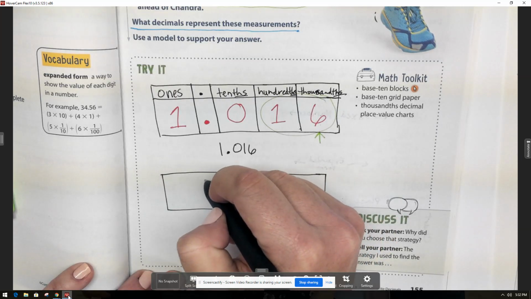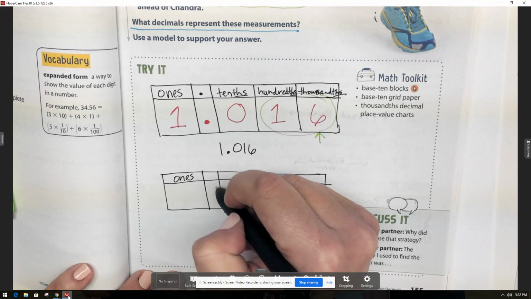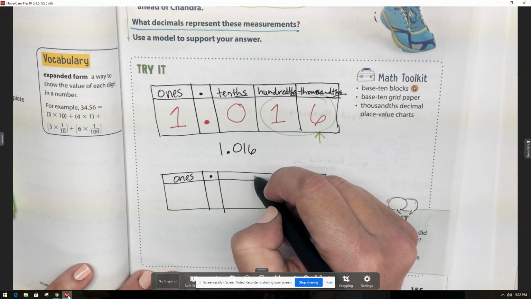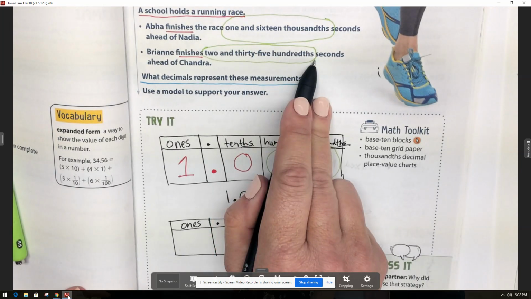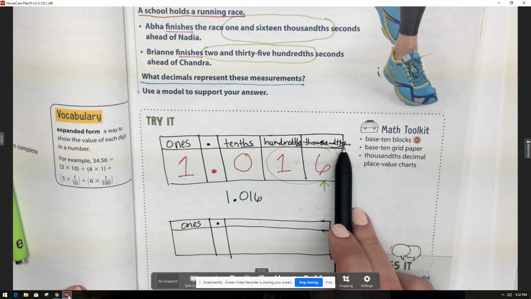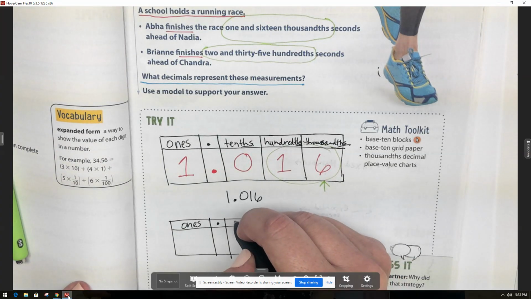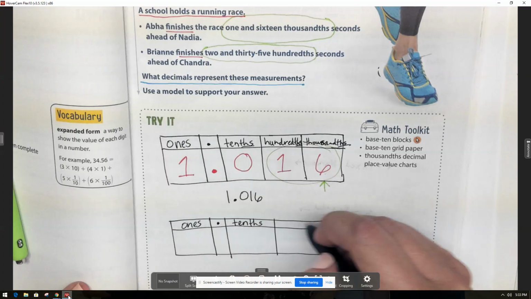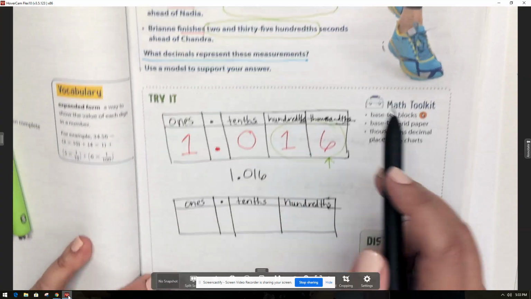And then this time I know that I have a whole, a 1. I have my decimal point. And then in this case, I have 35 hundredths. So I have tenths and hundredths. Do I need a thousandths place on this one? I don't, because I have tenths and hundredths, because hundredths is our smallest place value in this case.